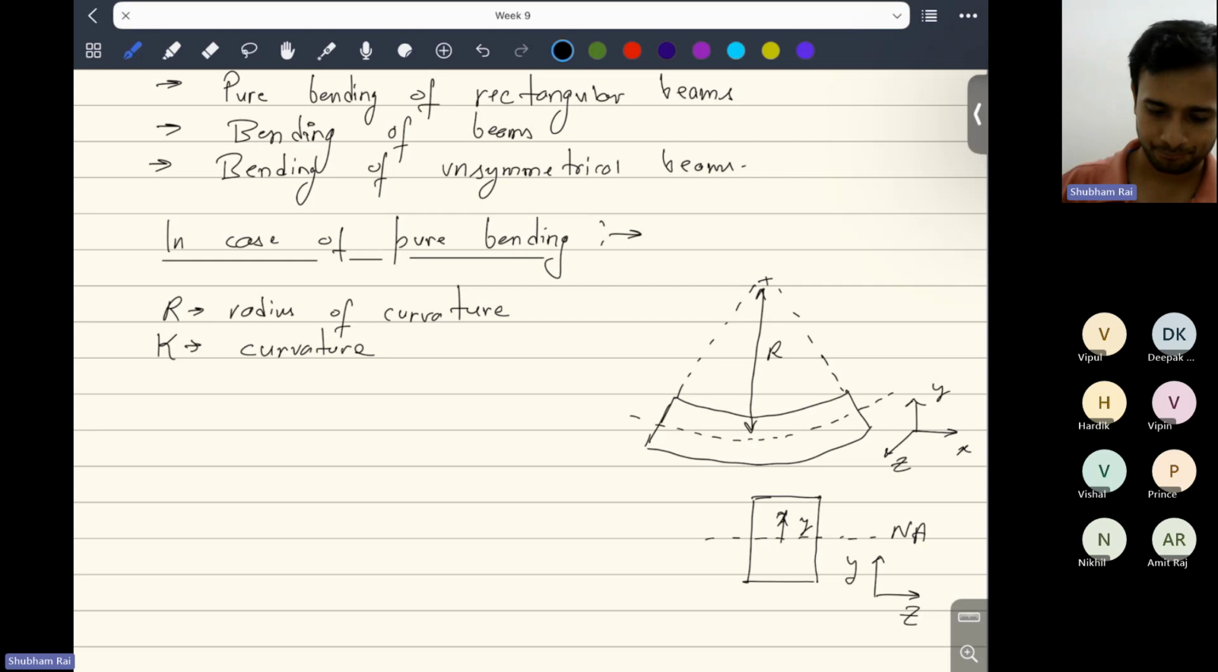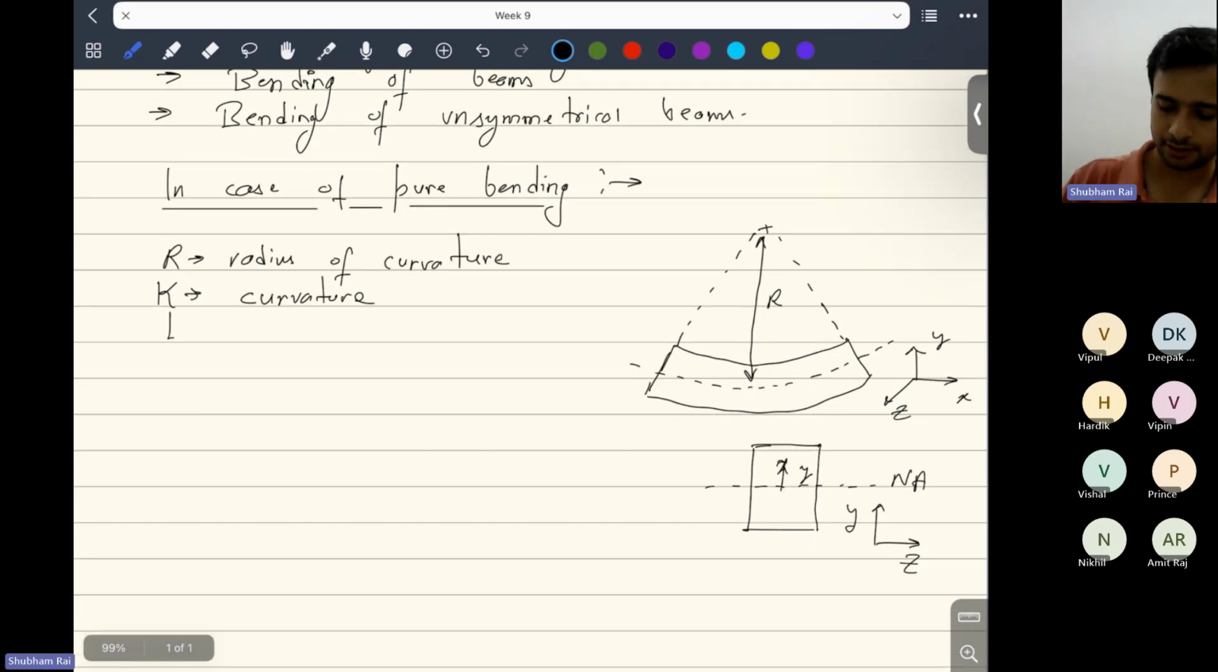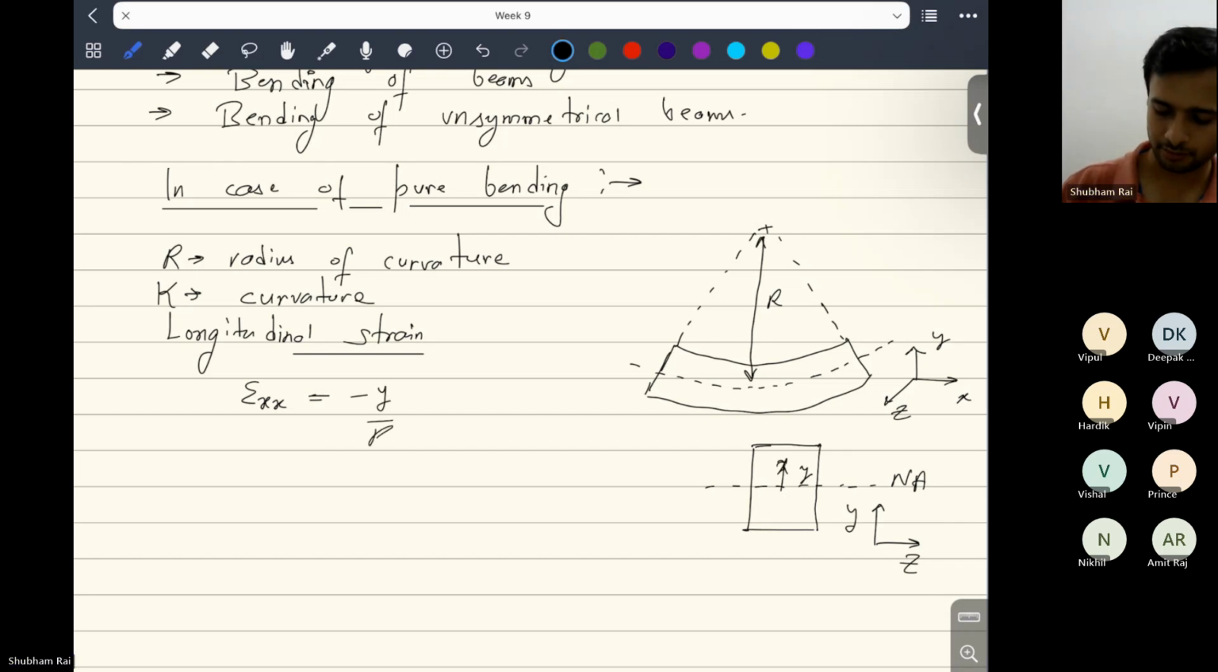So now the expression for longitudinal strain, if you remember, that will be epsilon xx, and this is minus y by radius of curvature. Or you can also write minus y times kappa, because kappa is 1 by r.